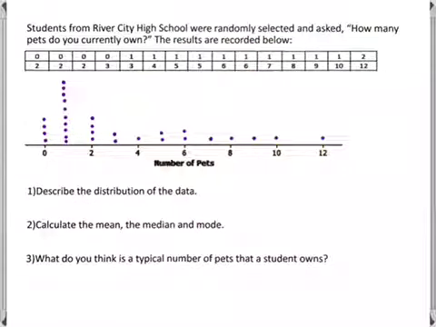All right, here we have the students of River City High School were randomly selected and asked, how many pets do you currently own? The results are recorded below. And so with these results, I've already created my dot plot, so you're going to want to go ahead and do that on your paper. And you're putting a dot at each value to indicate how many data points in the actual collection of data there are.